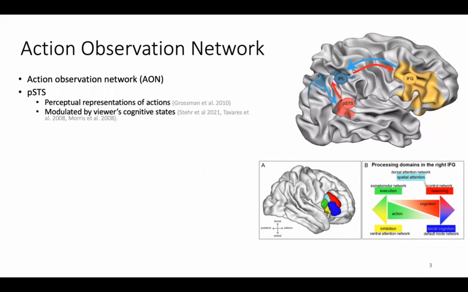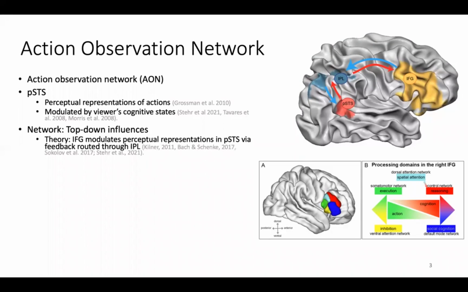PSTS, IFG, and IPL. During action observation, PSTS's role is usually linked to perceptual representations of action kinematics, and its response has been shown to be modulated by the viewer's cognitive states. Past studies support the notion that representations in the IFG modulate and restructure perceptual representations in the PSTS via a feedback route through the IPL.